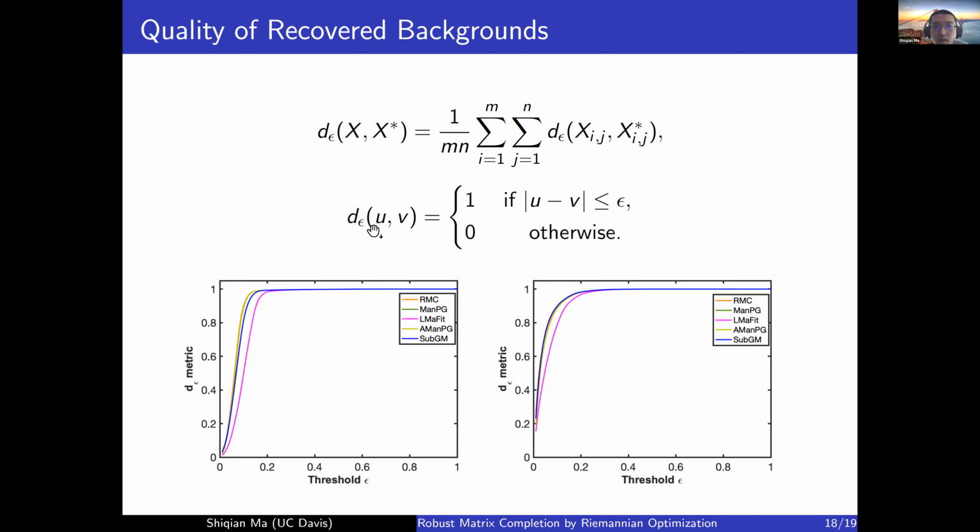Basically, this function is defined in this way. We have a tolerance epsilon. If the difference between these two components is smaller than epsilon, then we set B epsilon equal to 1. Otherwise, it's equal to 0. So basically, we want this to be as close to 1 as possible. And we found, the same as what we observed from the figure, that this LMatrix method is the worst one, and the other four methods have very similar performance.